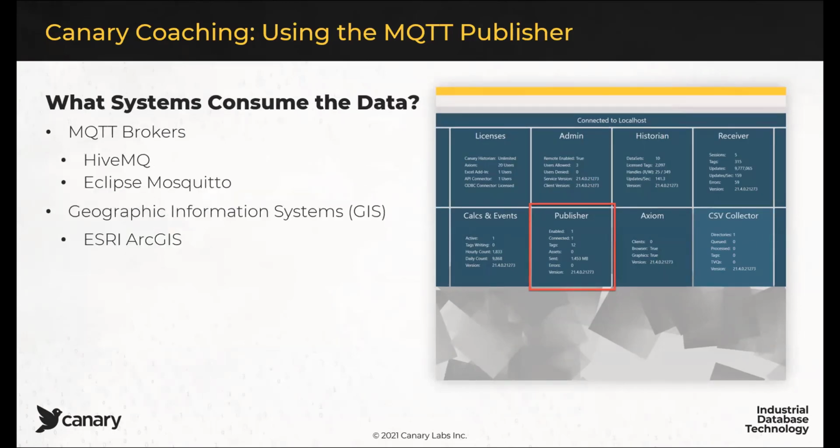So once we understand how the data is sent from the publisher, it will also help to know what type of systems Canary can send the data to. The main types of systems that Canary publishes data to are MQTT brokers and geographic information systems. Today, we will only be focusing on publishing data using the MQTT Sparkplug B payload to a Mosquitto broker.